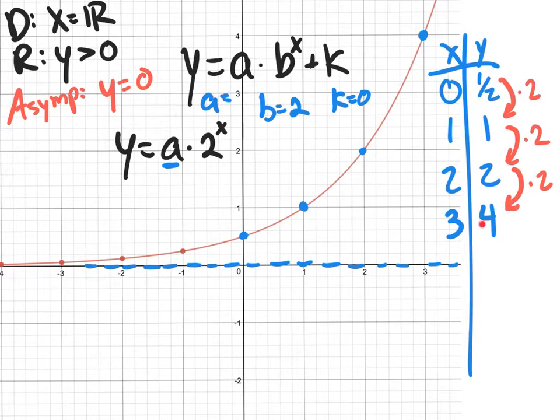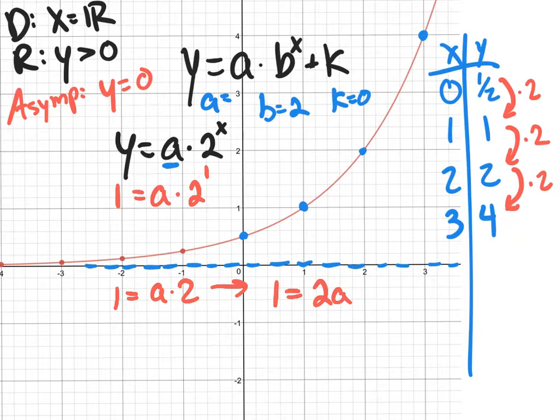On the table. Pick an easy one. (1, 1). (1, 1) looks easy. So let's plug in a 1 for y and a 1 for x. So I really have, let me write it down here, 1 equals a times 2. That's really 1 equals 2a.